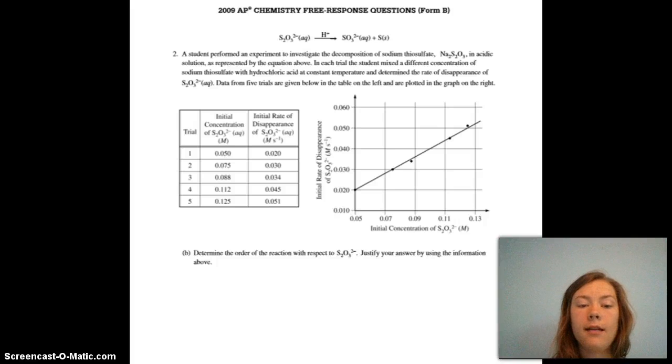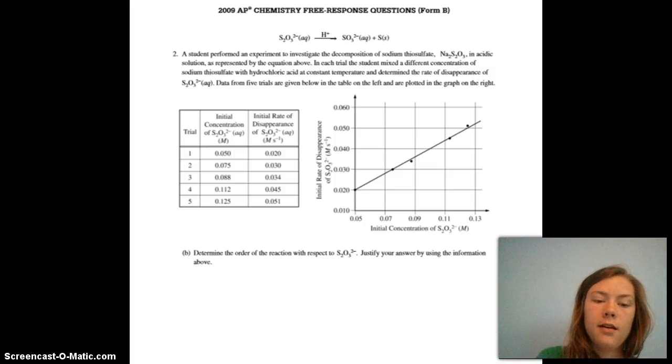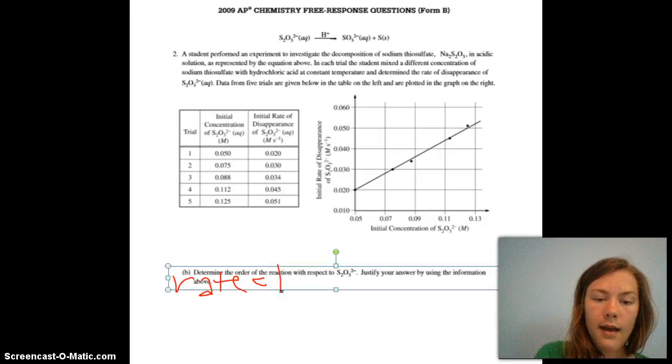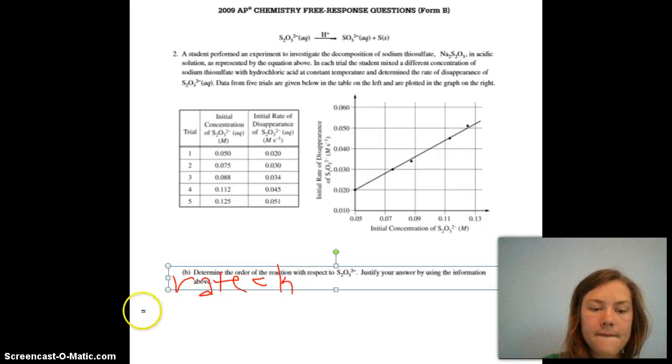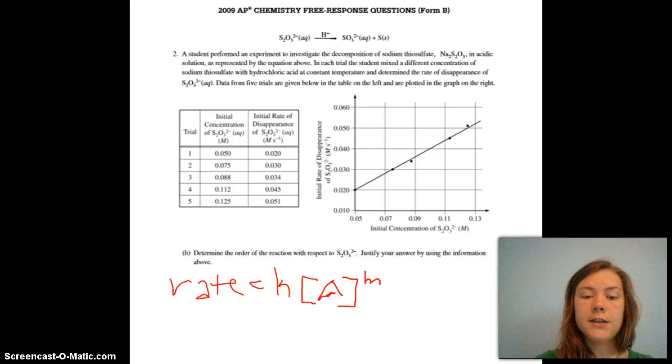Okay, so next we're asked to determine the order of the reaction with respect to thiosulfate. Specify your answer by using the information above. Okay, so first we want to just remember that the rate law is the rate equals the constant K times the concentration of A raised to the m power. The m power is really what we're looking for, or the order of the reaction. But first we need to set up a proportion.